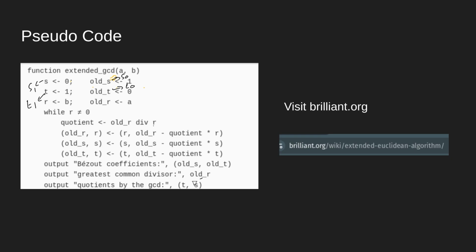And yeah, if you consider A as a prime, then T will be the multiplicative inverse.